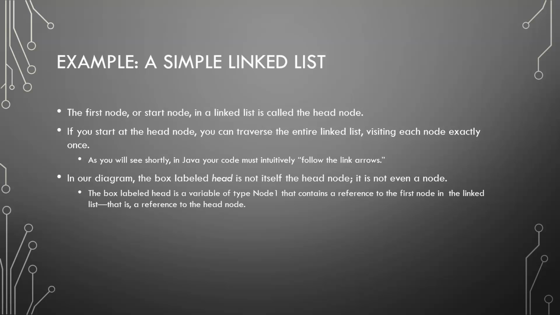So in our diagram, the box that was labeled head, if you recall, is actually not the head node. In fact, it's not even a node. The box that was labeled head is a variable of type Node1 that contains a reference to the first node in the linked list. That is a reference to the head node. That's why it was placed off to the side with the arrow pointing to everything else in the same column. So it is actually just the variable, not the actual list itself. The function of the variable head is that it allows your code to find that first, or head, node, because we have to know where that location is.